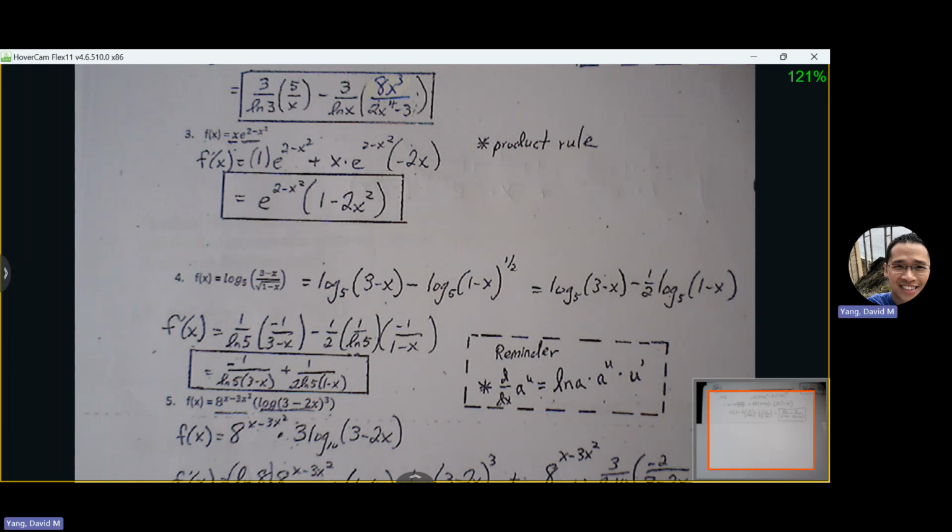So number 4, we expand, get that radical to be a rational exponent, bring that 1/2 down, and then u prime over u with the 1 over natural log of 5 in front of both these derivative terms.